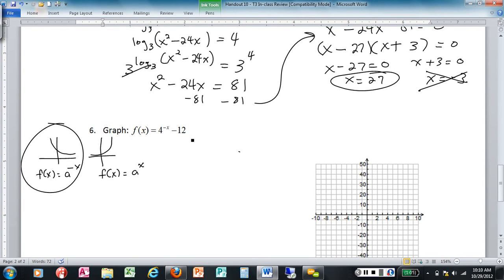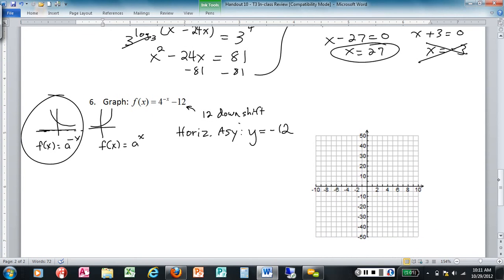Now, what else is of note here? Well, I've got this minus 12. And by shifting, what does that tell me? That's going to be shifted down 12 units, and that specifically tells me something about my asymptote, because if I don't have any shifting, my asymptote is at 0. If I shift it 12 down, that's going to put the asymptote at negative 12. So my horizontal asymptote is no longer at 0. It's 12 down, so y equals negative 12 is my horizontal asymptote.